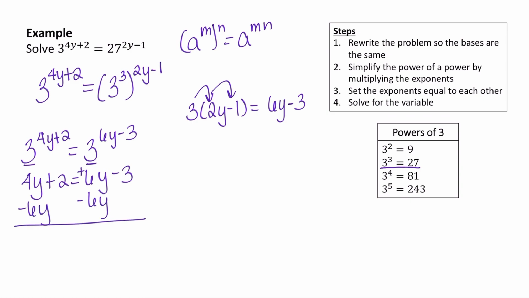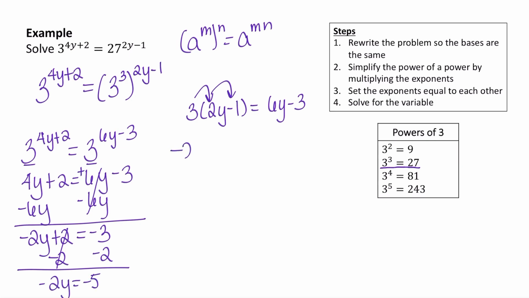So when I do that, I get negative 2y plus 2 equals 6y, and 6y minus 6y cancel, and that equals negative 3. And then I'm going to subtract 2 from both sides. And when I do that, I get negative 2y equals negative 5. So when I have negative 2y equals negative 5, I'm going to divide both sides by negative 2. And so we get y equals negative 5 over negative 2, so that's y equals 5 over 2.